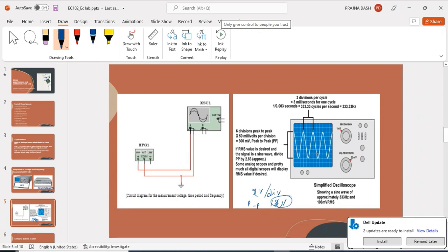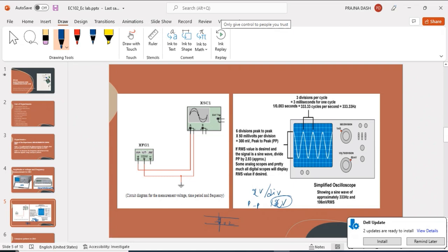When we practically see the CRO, in between these big boxes there are very small divisions. Each big division is divided into 5 more divisions, although it is not visualized here. So inside the big division, 5 small divisions are there. That means each small division is 0.2 that we have to consider. For this particular signal, it is completely 6 divisions from peak to peak.